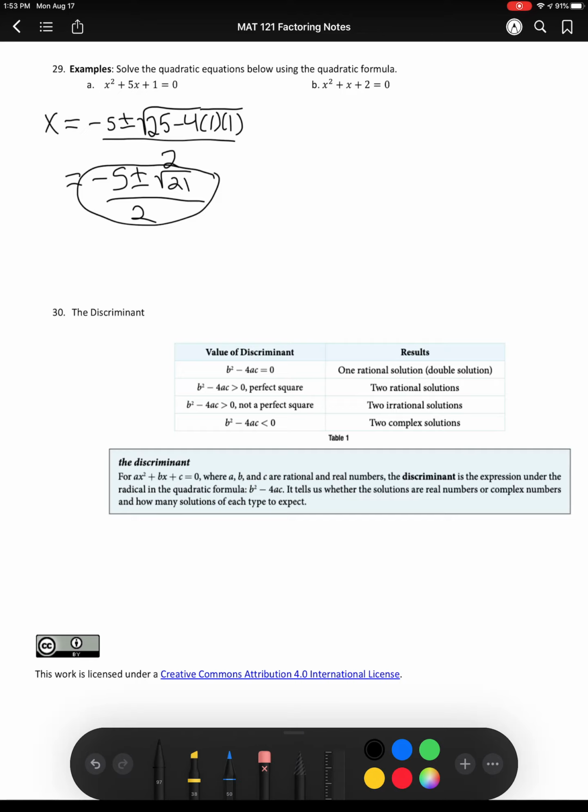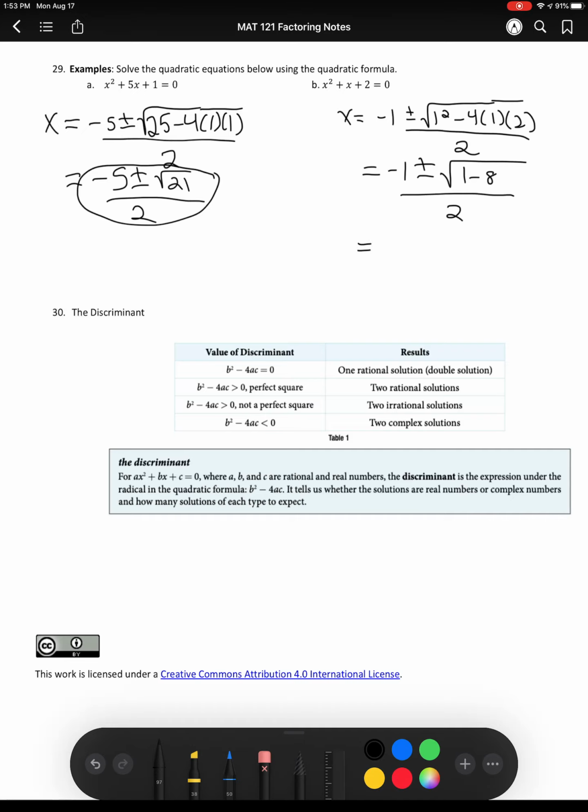Part B, x squared plus x plus 2 equals 0. So x is equal to negative b, which is negative 1, plus or minus the square root of 1 squared minus 4 times 1 times 2, all over 2. If we start by simplifying the radical, we get 1 minus 8, and that's going to be a negative 7.